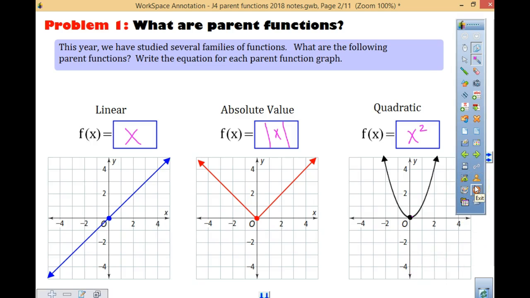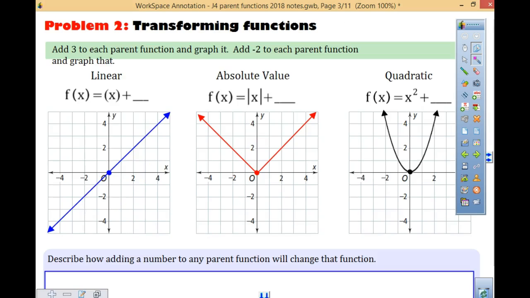So now at the top of the next page, we're going to do some transformations. So we are transforming our function. It says add 3 to each parent function and graph it, then add -2 to each parent function. So the first one, when you add 3, what does that do to it? Moves it up 3, right? So we go up 3. Does the slope change? No. So we're going to get all those points, right? So I'm going to do the +3, and I'm going to do that in pink for each of these.